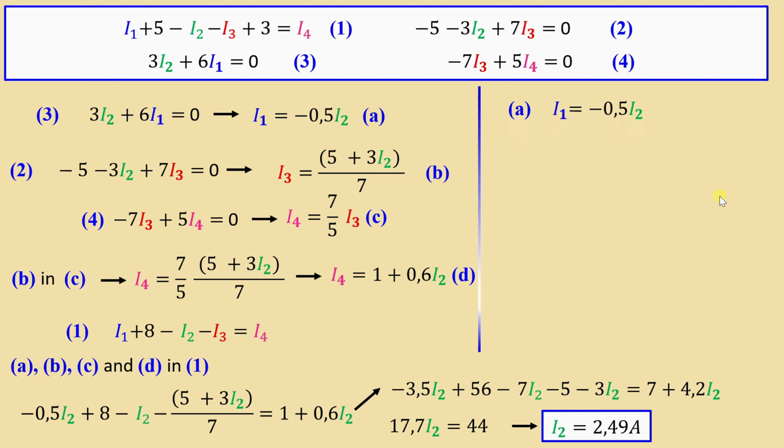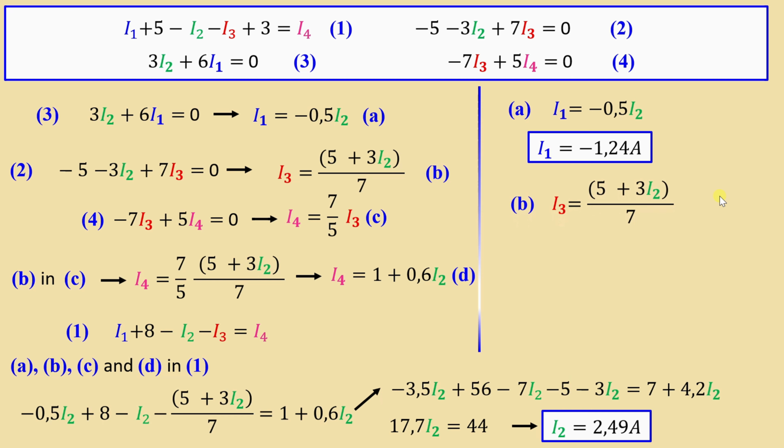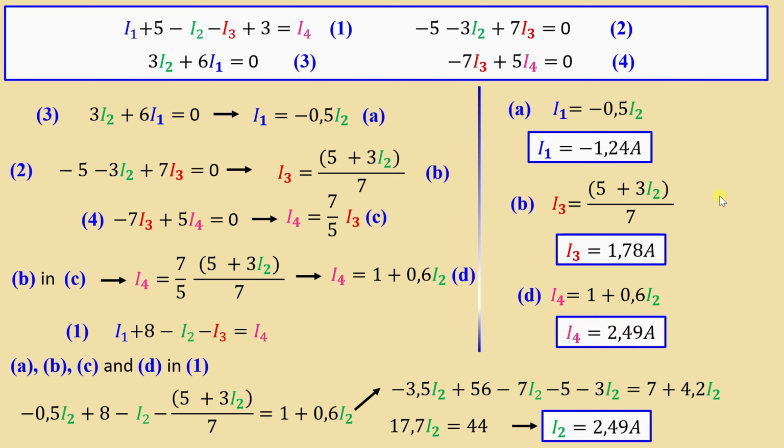We go back to A. We have I1 is negative 0.5 I2. That means I1 is equal to negative 1.24 amps. We go to B. I3 is (5 plus 3I2) over 7. We obtain I3 equal to 1.78 amps. We go to D. We have I4 is 1 plus 0.6 I2. That means I4 is equal to 2.49 amps.